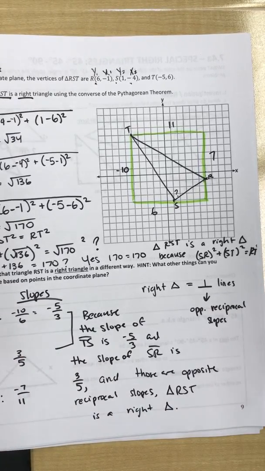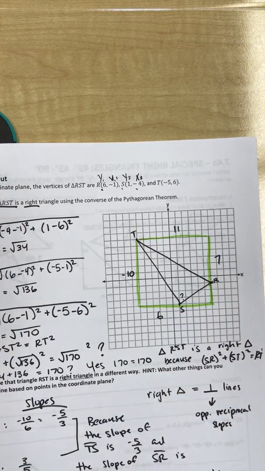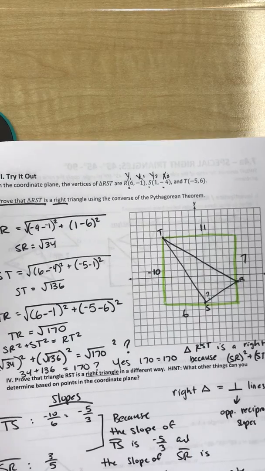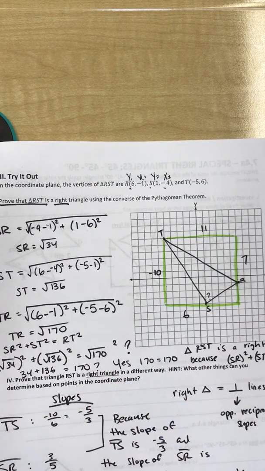So you could do it either way. You could do it with the slopes, or you could do it this new way with the distance formula or the Pythagorean theorem converse, and then checking it with the Pythagorean theorem. Both are great methods. And either way, you have just proven with the Pythagorean theorem that you have a right triangle.